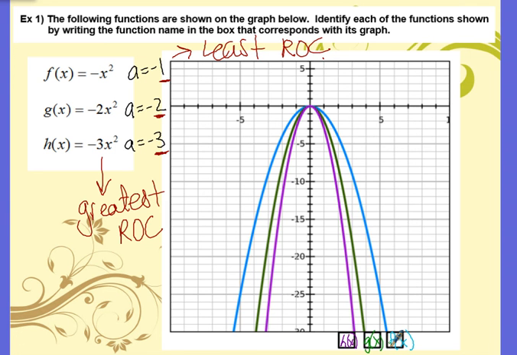Okay, so tomorrow we are going to practice identifying graphs, whether they will be the most narrow ones or the most wide one, and all of the different possible effects that A has on our graphs.